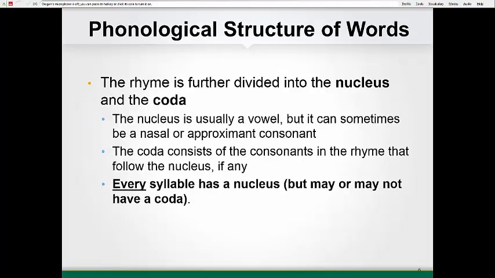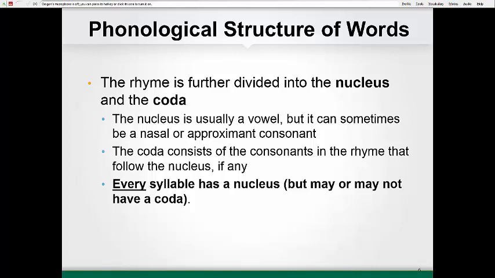Because the rime is made up of both the vowel and any following consonants in the syllable, it can be further divided into two parts called the nucleus and the coda. The nucleus is the vowel in the syllable, if the syllable contains a vowel. Sometimes a nasal consonant, or an "ul" sound, or occasionally other phonemes can function as the nucleus of the syllable, if a vowel is missing from the syllable.